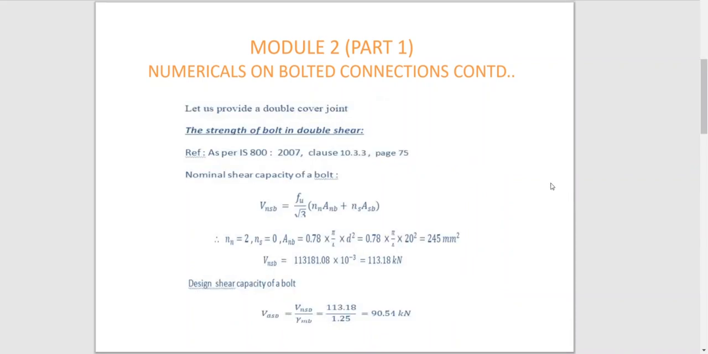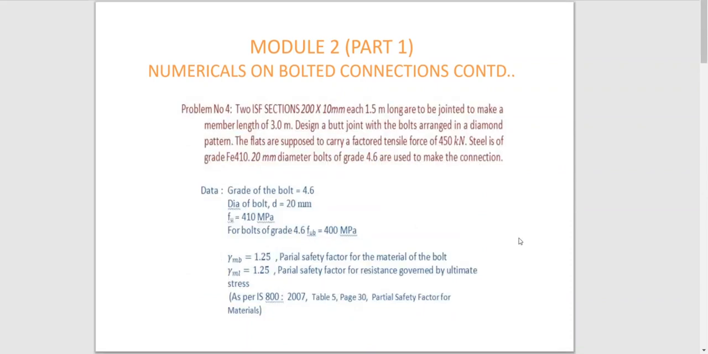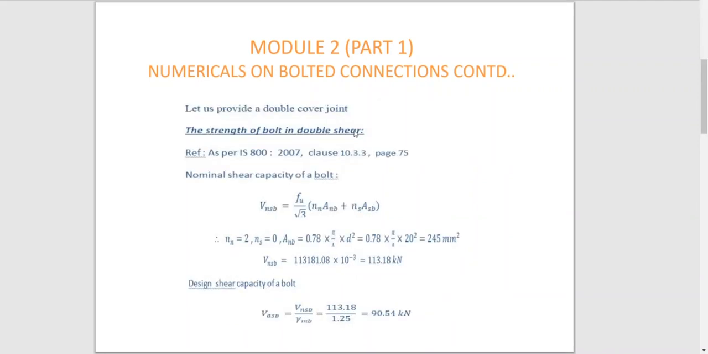Then we will assume it has asked us to design a butt joint. We know that there may be a single cover butt joint or a double cover butt joint. If we go for a double cover butt joint, the rigidity will be more and also the efficiency will be more compared to the single cover butt joint. So now we will assume we will provide a double cover joint.